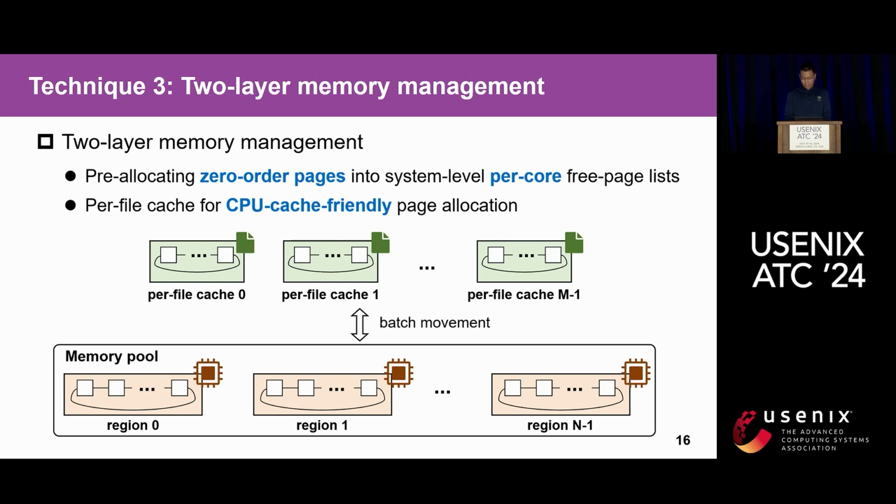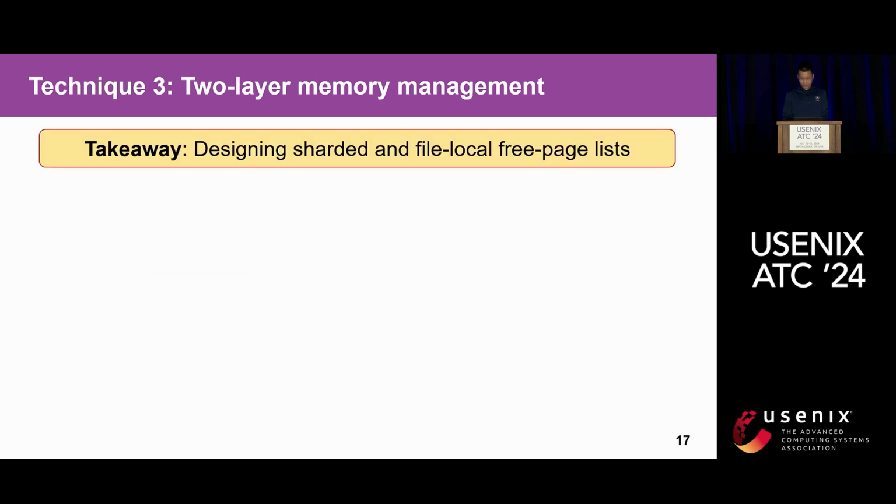If a per-file cache runs out of free pages, it allocates from the memory region on the same core in a batch manner. The two-layer memory management module differs from the existing methods in that it not only shards the system-level free page list for concurrent-friendly page allocation, but also designs file local list headers for fast page allocation.